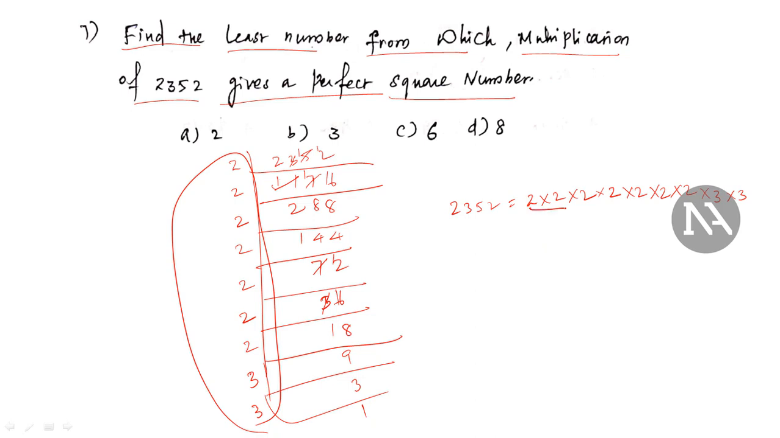Now I have to pair the digits. Here one 2 is remaining without any pair. So the least number I have to multiply with this number to make it a perfect square is 2. Right? So this is the method we have to follow for this form of question.